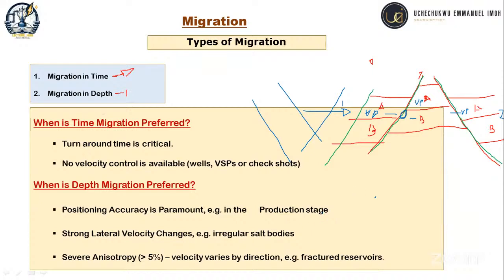Also, in areas where you have salt diapirism, you also need to do a depth migration. And in the Niger Delta, we have what we call shale diapirism, okay? It also introduces a lot of velocity issues in the subsurface, so you need to do a depth migration. Another case is when there is severe anisotropy. A lot of anisotropy means change in velocity in different directions. And when you have less severe anisotropy, or where you have more isotropy, you can do your time migration. So that is it for the two types of migration.